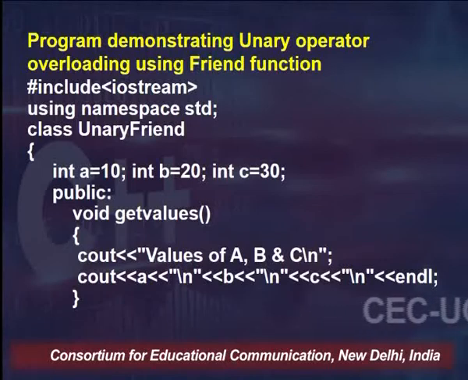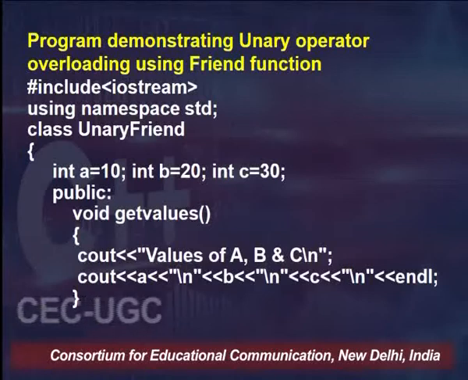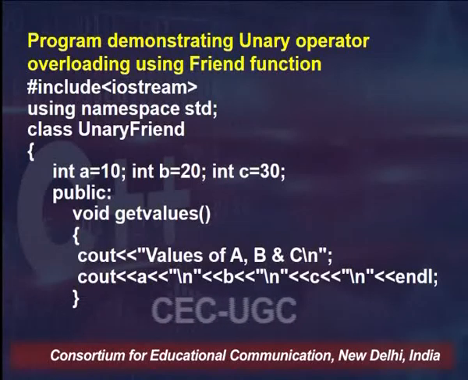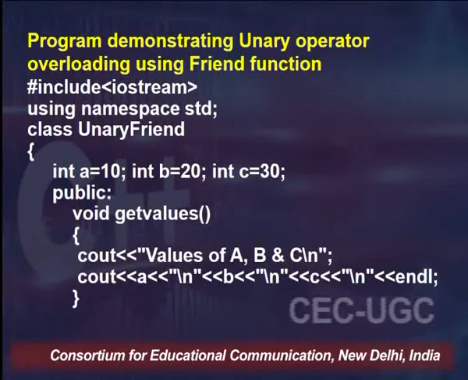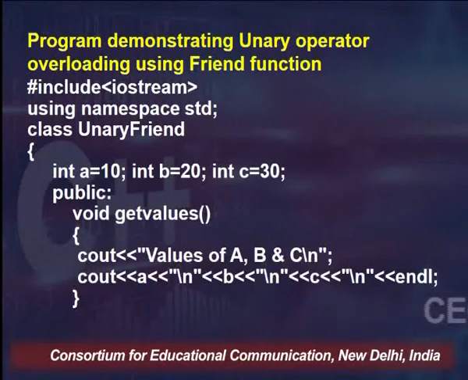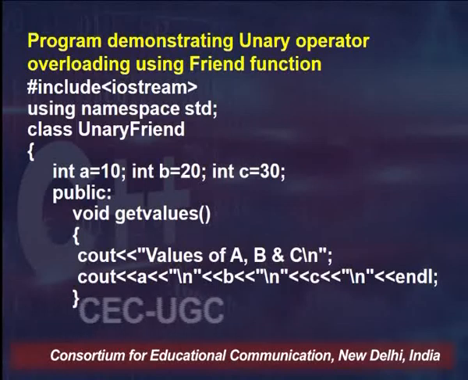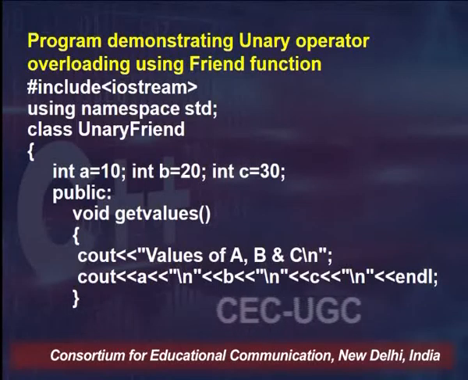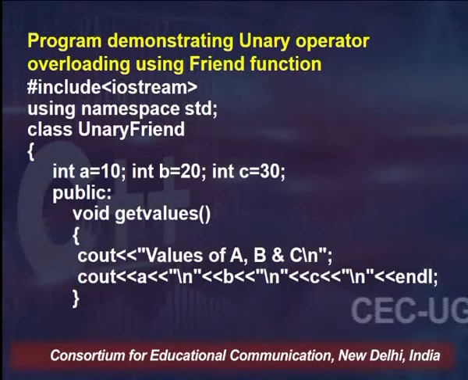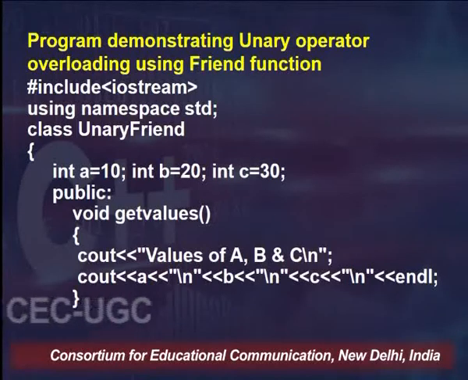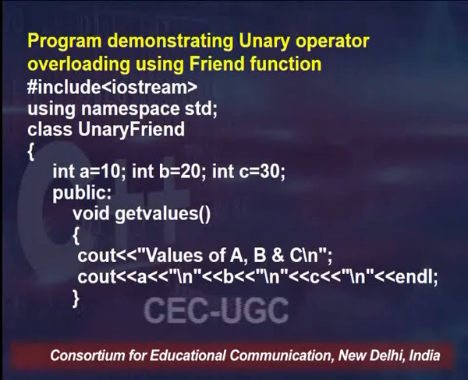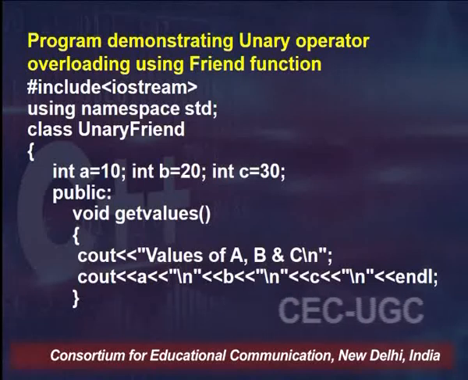So, first we will take a unary operator, and in the next part we can see the binary operator as well. After the standard iostream, and namespace std, let us say we have taken a class named unary friend with three private integers, a, b, c, with the values 10, 20 and 30 respectively.